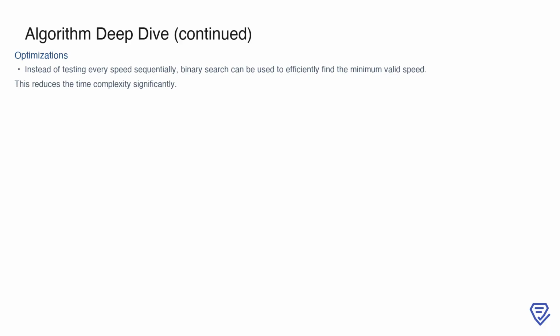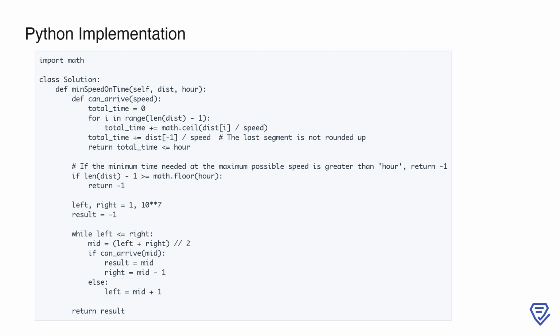This approach drastically reduces the number of computations compared to brute force, as the search space is halved with each iteration. As a result, the time complexity is reduced to O(n * log(max_speed)), where n is the number of segments and max_speed is the upper bound for speeds. This optimization not only improves efficiency but also makes the algorithm scalable for larger inputs, providing an elegant solution to the problem. This solution effectively calculates the minimum speed required to complete the journey within the given time using binary search. Here's a detailed explanation.